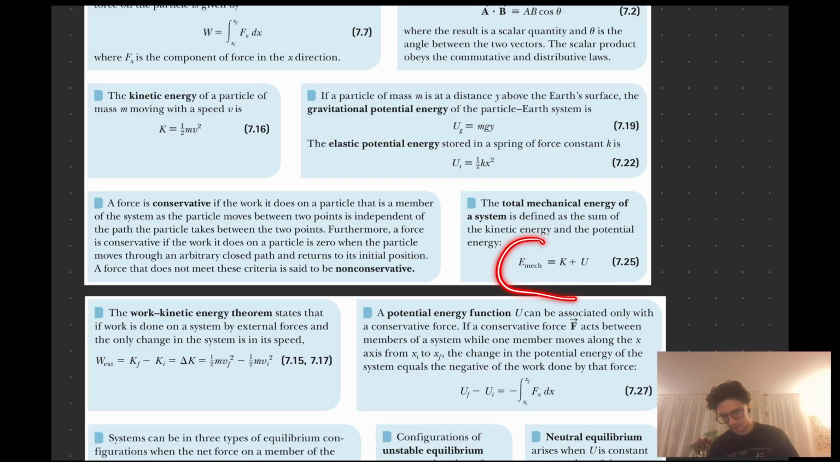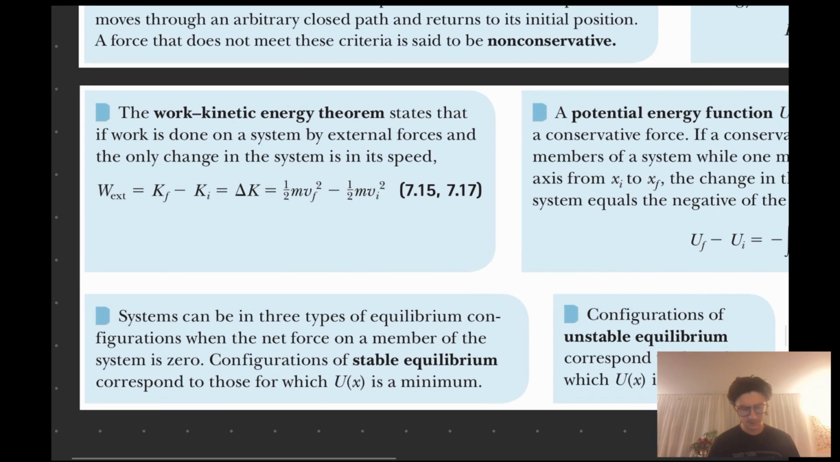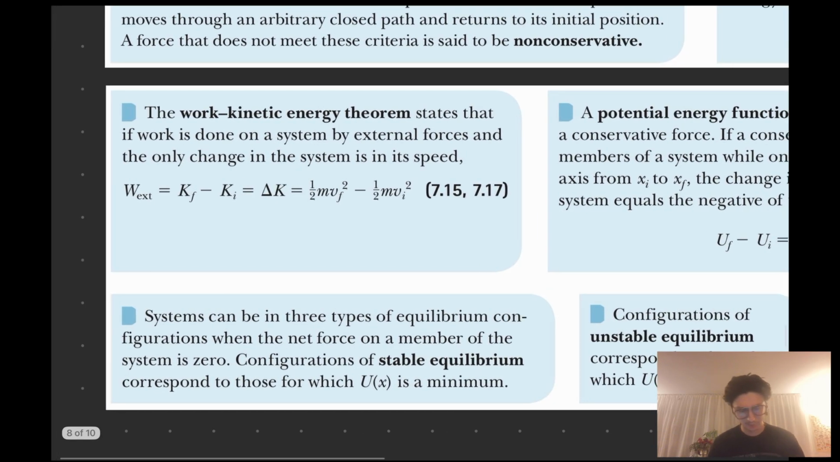Very cool, awesome little cute equation that you're going to see in many parts of physics. The work-kinetic energy theorem. This is a super important thing. Honestly, if F equals ma was the big bulk before the midterm, this thing is going to be the big bulk for this chapter and the next chapter as well. It says this theorem states that if work is done on a system by external forces, the only change in the system is in its speed.